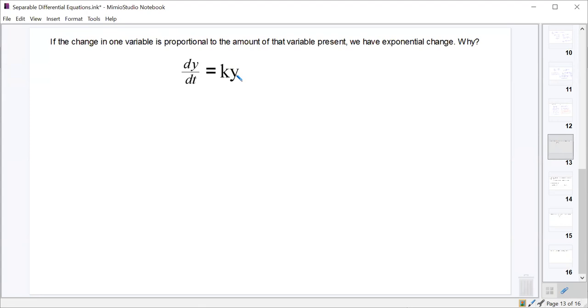So how should we do that? How about dy over y equals the constant k dt. Remembering k is a constant, right? K is not a variable. And so everybody good with that separation right there? Yeah. Okay. And so now we'll just integrate both sides.